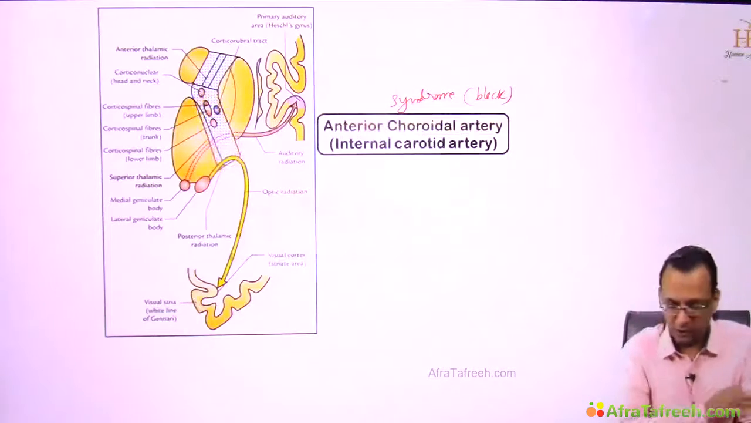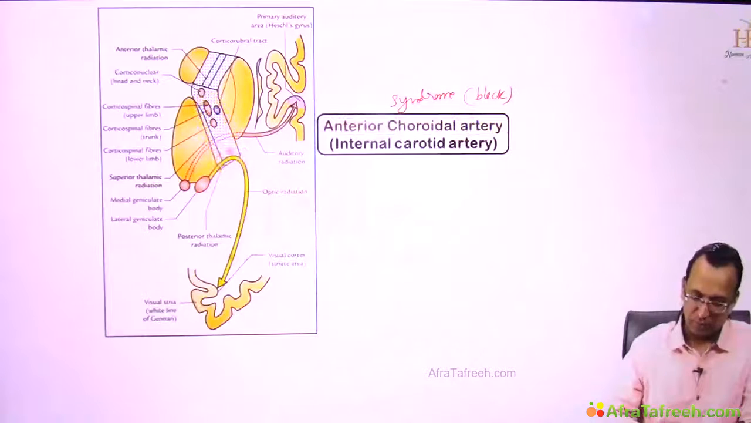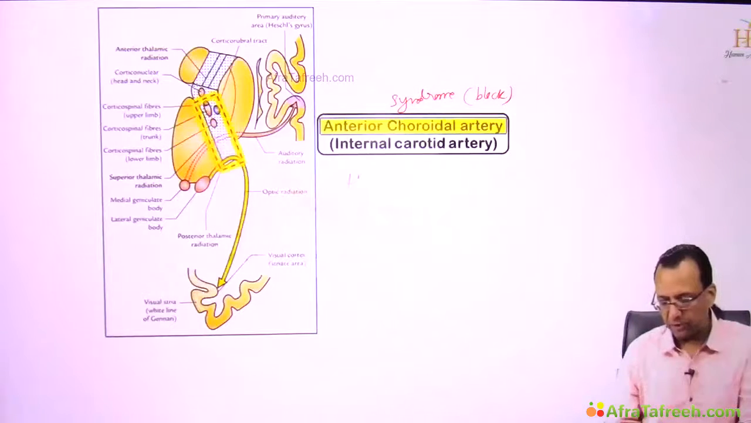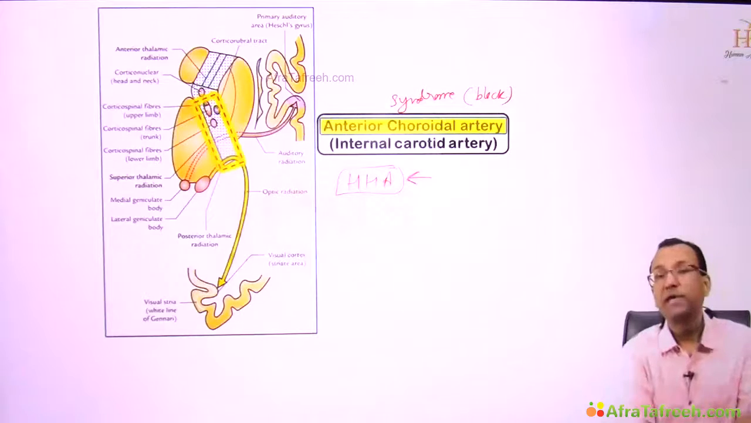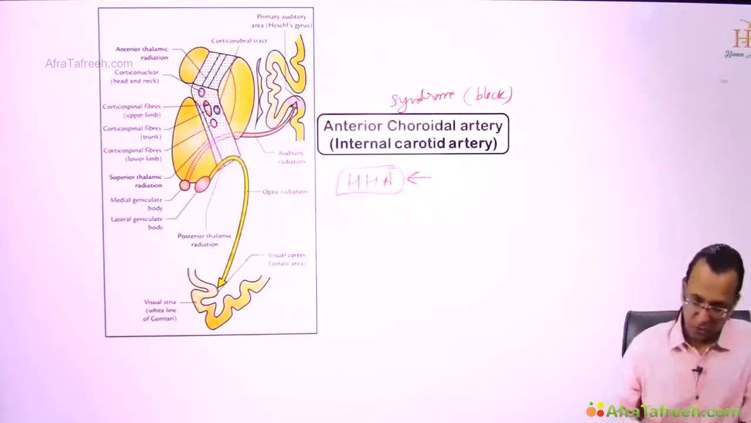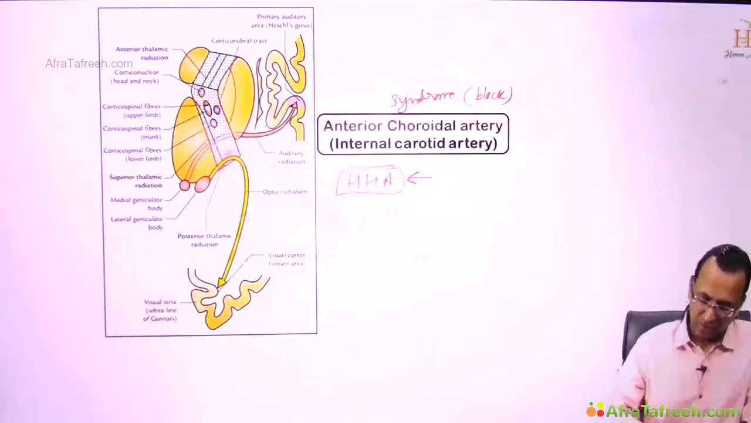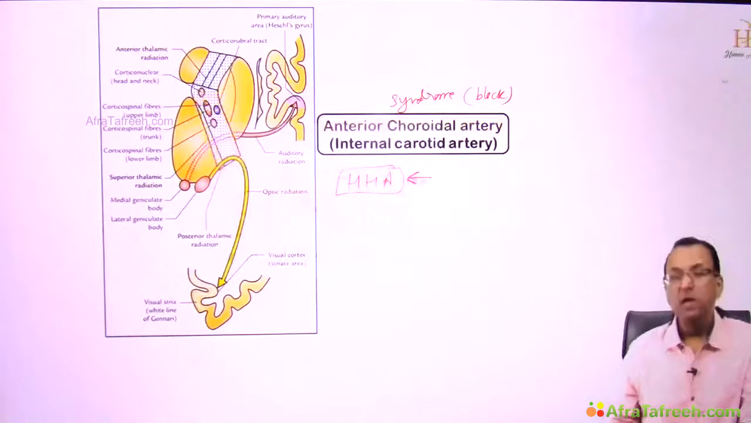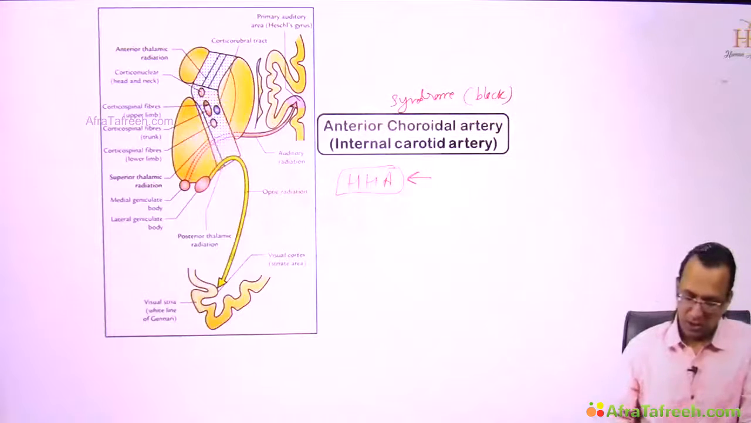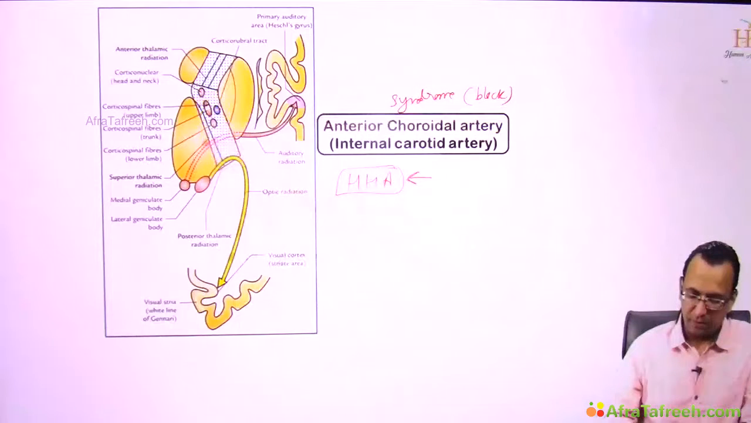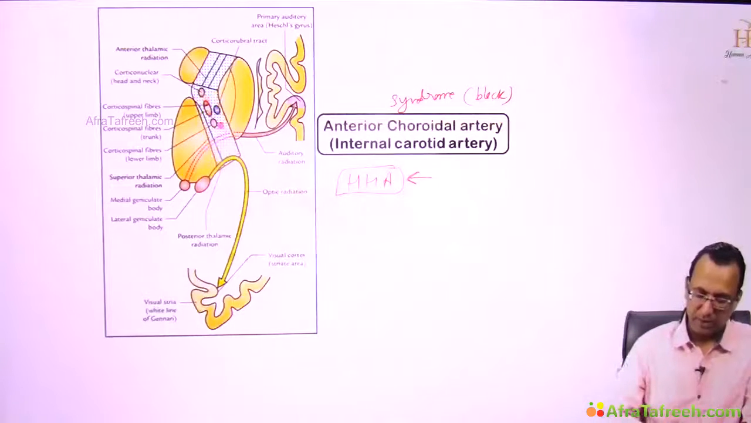There will be some visual problem. Can you tell me which visual problem? Homonymous hemianopia. Homonymous hemianopia. So you are telling some ischemia here. So there is some visual pathway involved leading to some homonymous hemianopia. Yes. And what else? There are some auditory problems. There are some sensory motor problems. Where is the sensory motor problem?